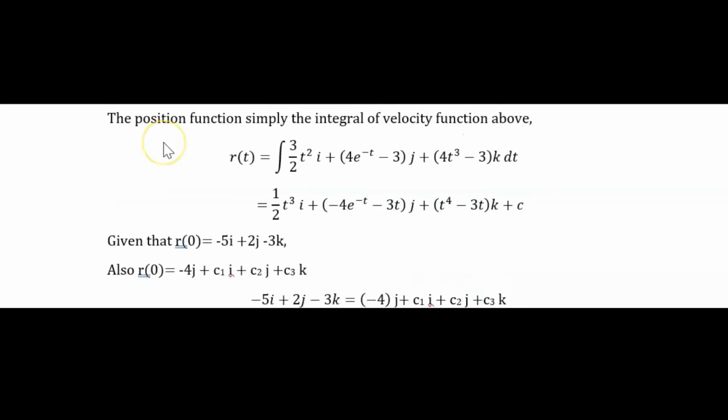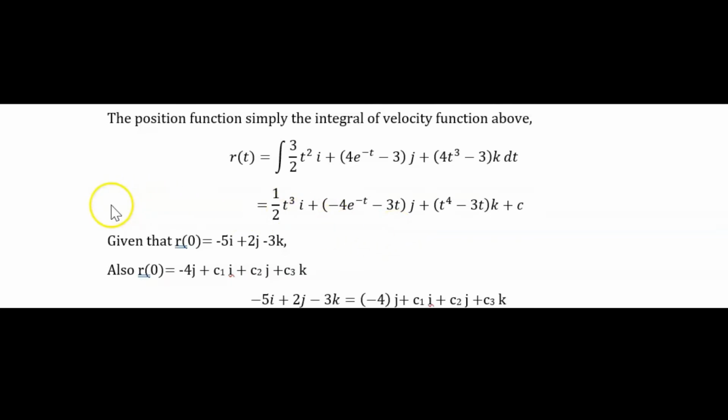The position function is simply the integral of the velocity function we found in the previous step. Therefore, we replace the value of velocity when we integrate it with respect to t. We'll get the answer of 1 over 2 t cubed i plus negative 4e to the power of negative t minus 3t j plus t to the power of 4 minus 3t k plus c. We use the value of initial position from the problem statement to determine the value of the constant of integration.